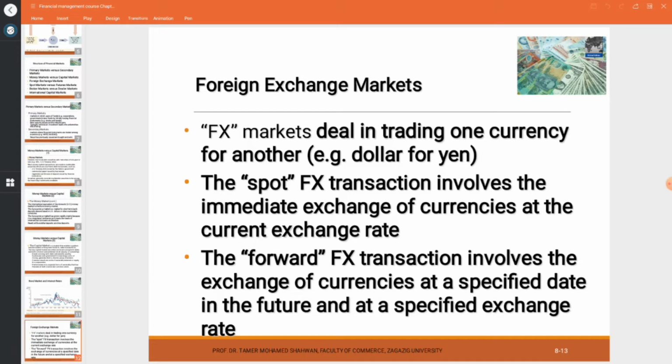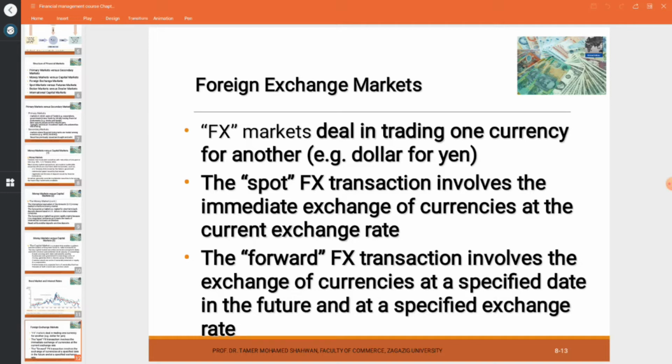The first one is called the spot FX market. What is the spot FX market? This is the market where we are trading between 2 currencies, and we agree that there is an immediate exchange of the currency at the current exchange rate. If there is immediate exchange of currencies at the current exchange rate, this will be considered as spot FX. The opposite of this market, we refer to as the forward FX market.